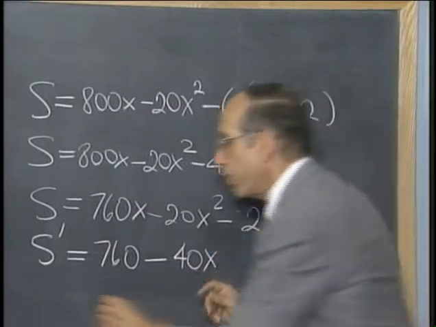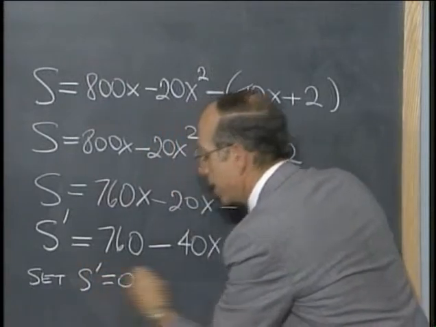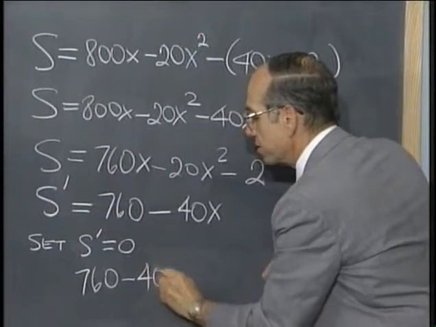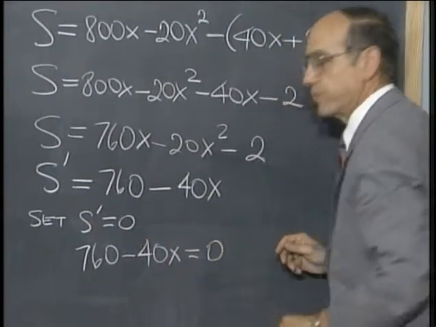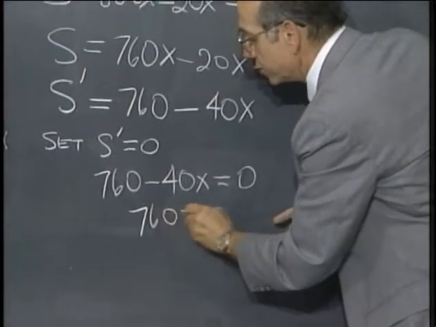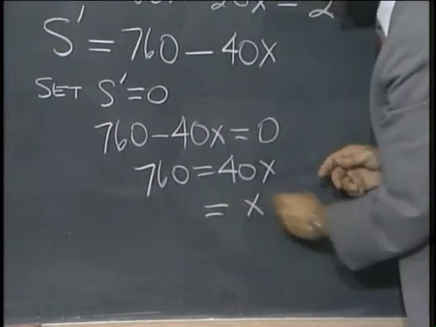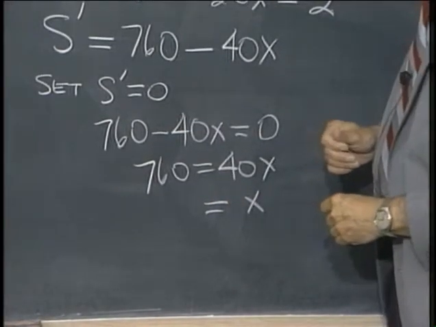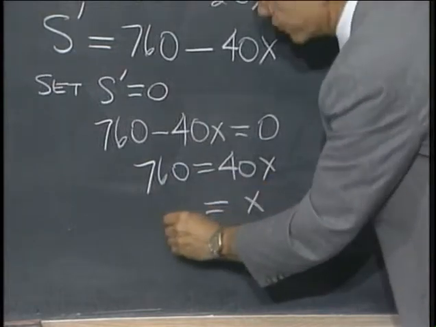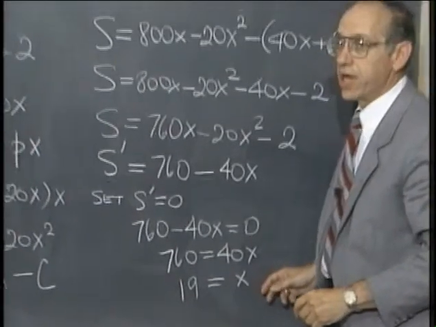We set S prime equal to 0, and we have 760 minus 40x equals 0. Add 40x to both sides. Get 760 equals 40x. And divide by 40 and get x equals 760 divided by 40, which is the same thing as 76 divided by 4, which is 19. So x is equal to 19.